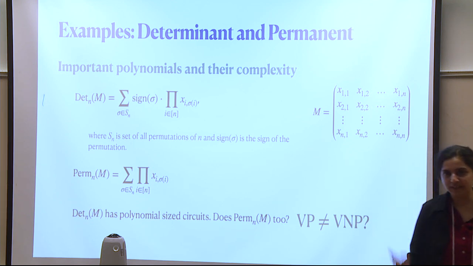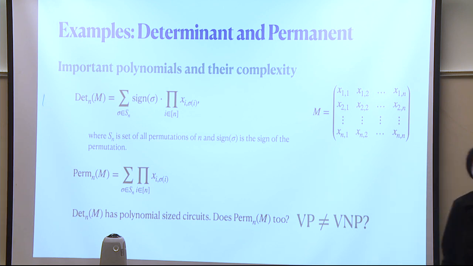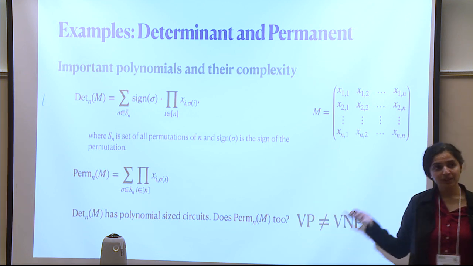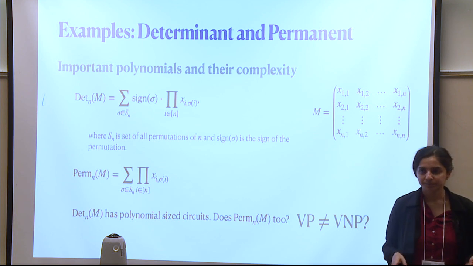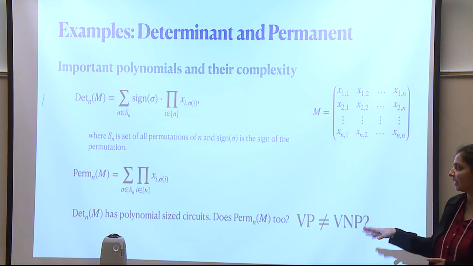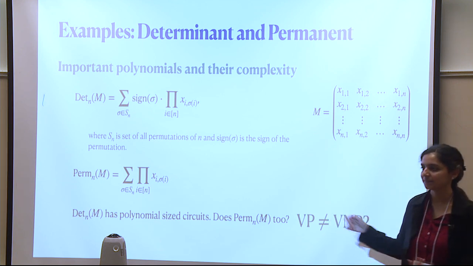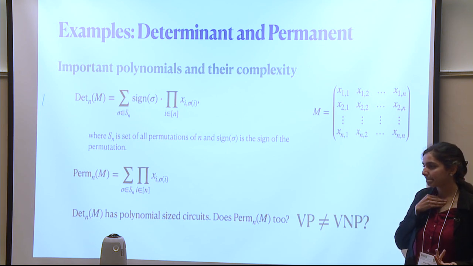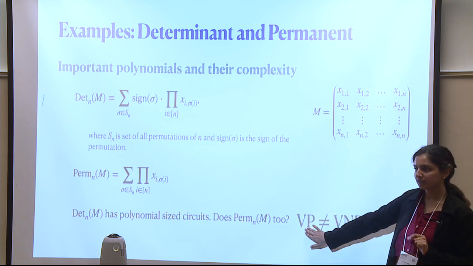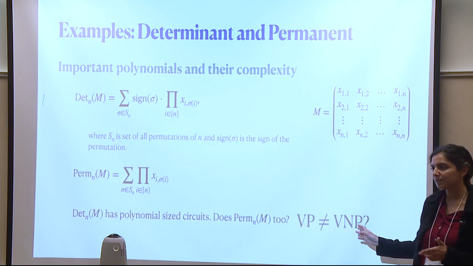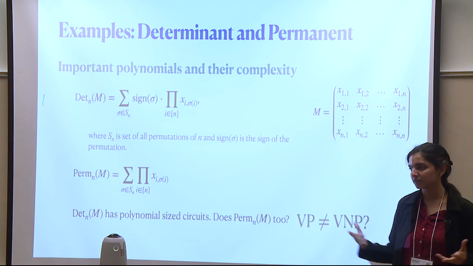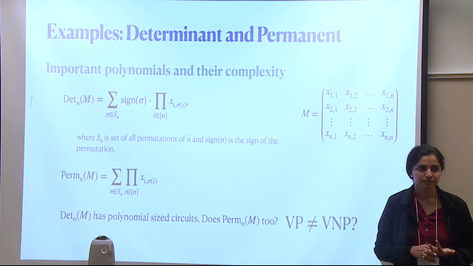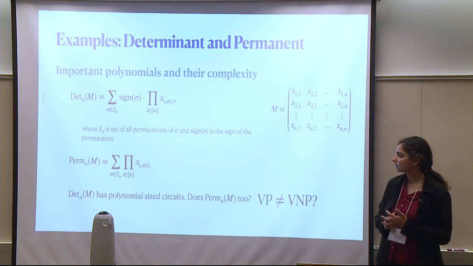So these are Valiant's classes, if you want to call them that. I don't think anybody says that anymore, but VP versus VNP. This is the question of whether the permanent can be computed by small size circuits or not. That's the question. So now after this slide, you know the biggest question in algebraic complexity. Can we think of it as like P/poly, but with these algebraic gates? VP, you can think exactly like this. VNP is like some sort of a there-exists version of this.